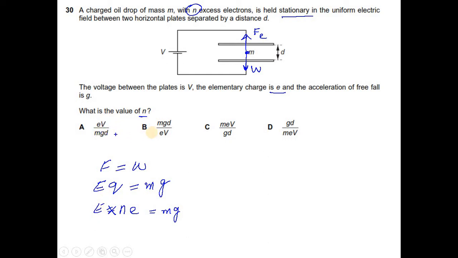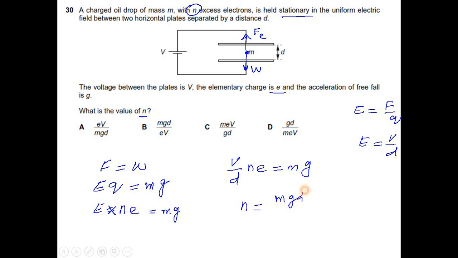Moreover, because all the options don't involve E, we need to replace E. And this E is V by d. As per definition, E has two formulae: E equal to force per unit charge, and E is equal to V by d. So V by d into ne is equal to mg, and you can rearrange for n. So n is equal to mgd divided by Ve. And see, this is your option.